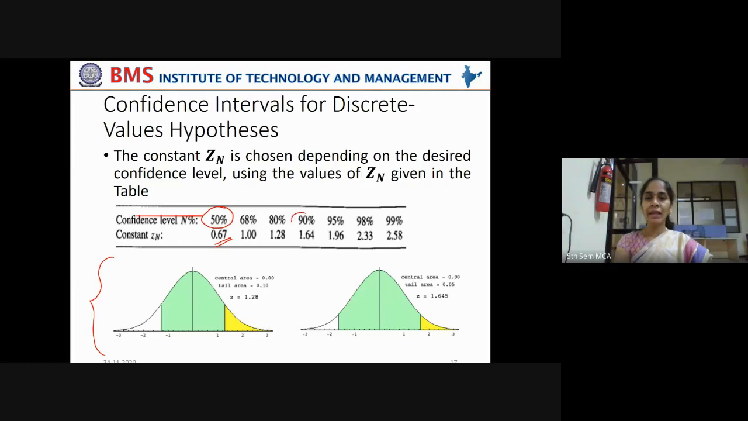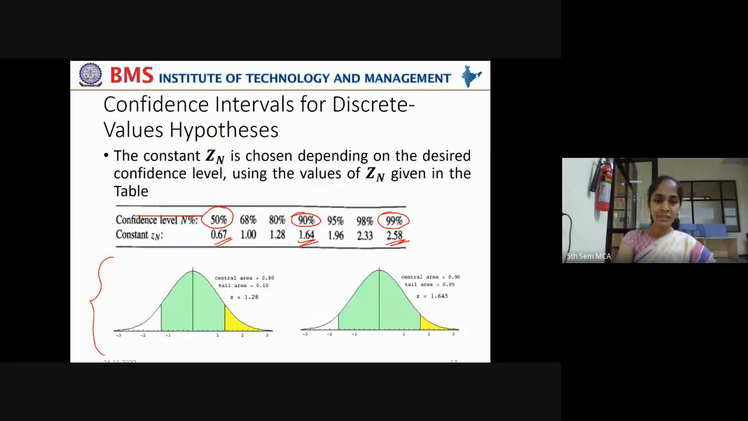Now, if you say that your model performs only 90% of the time as good as with the sample, in that case, you take it as 1.4. Now, if you are very confident that 99% of the time your model will predict well with the unseen data, in that case, the critical value you have to take is 2.58.